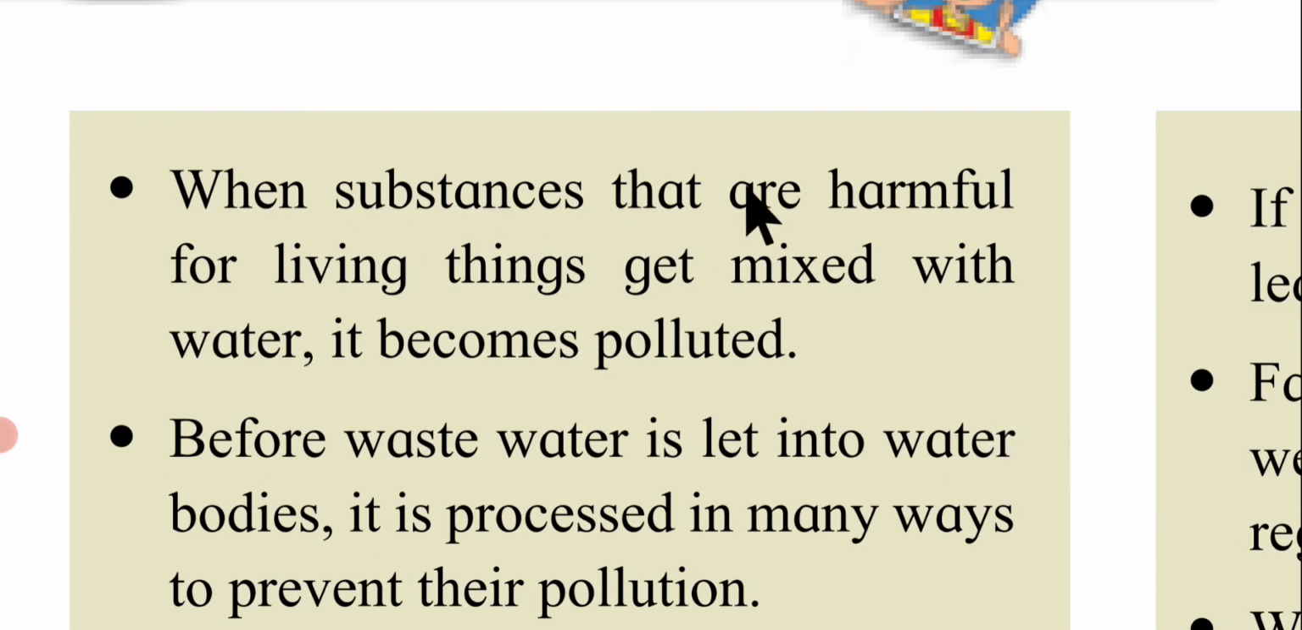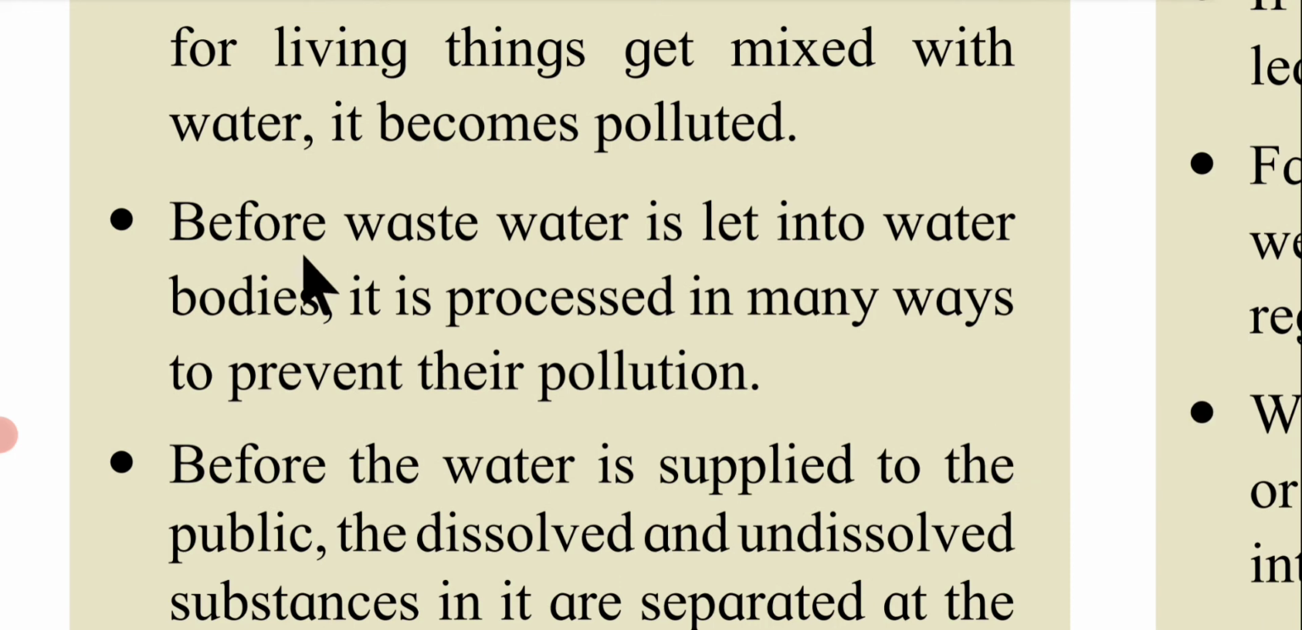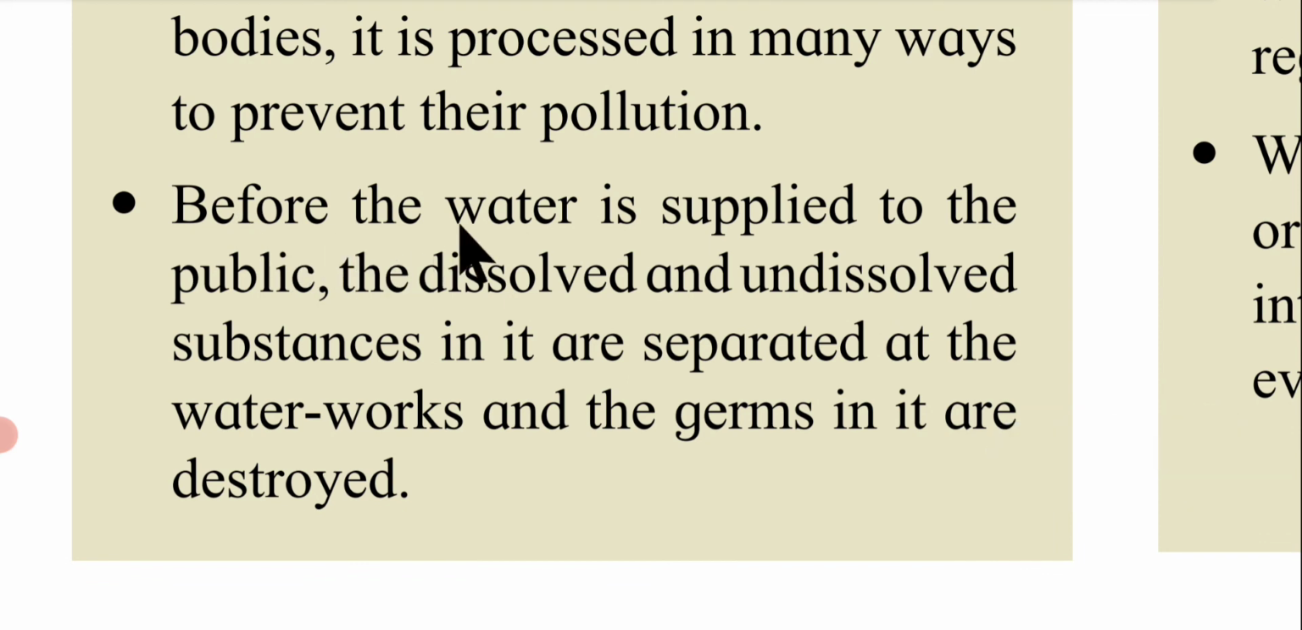When substances that are harmful for living things get mixed with water, it becomes polluted. Before wastewater is let into water bodies, it is processed in many ways to prevent their pollution. Before the water is supplied to the public, the dissolved and undissolved substances in it are separated at the waterworks and the germs in it are destroyed.